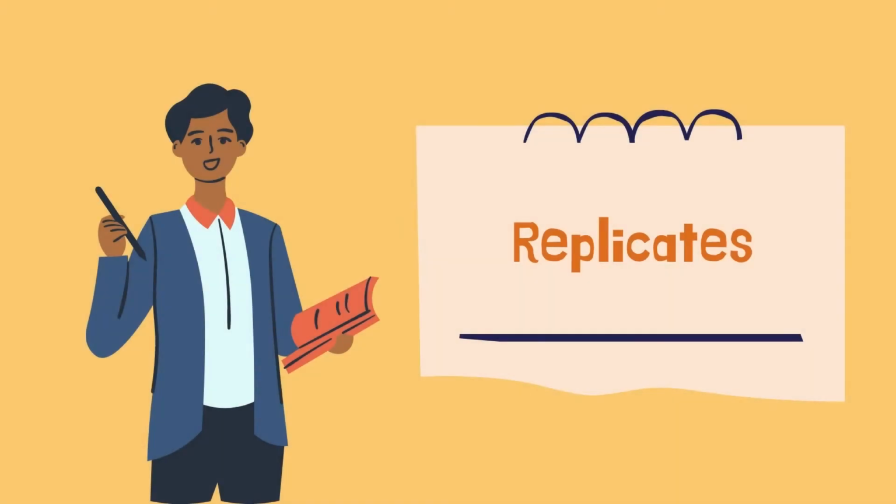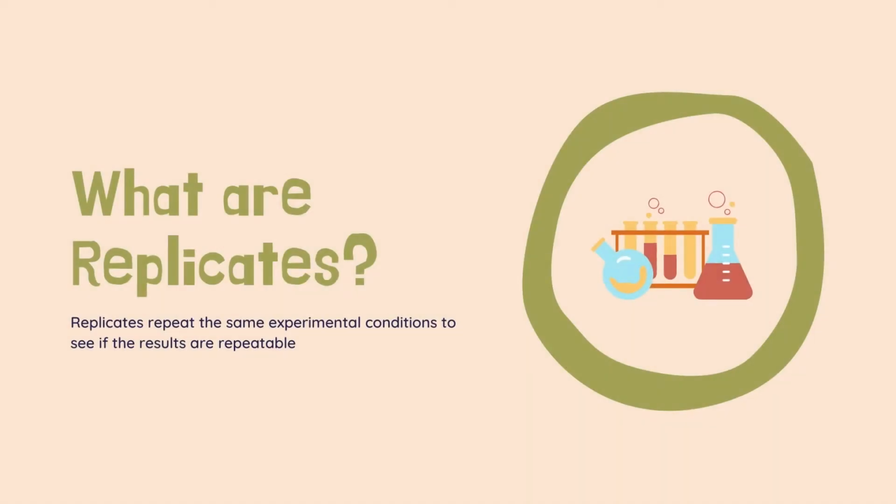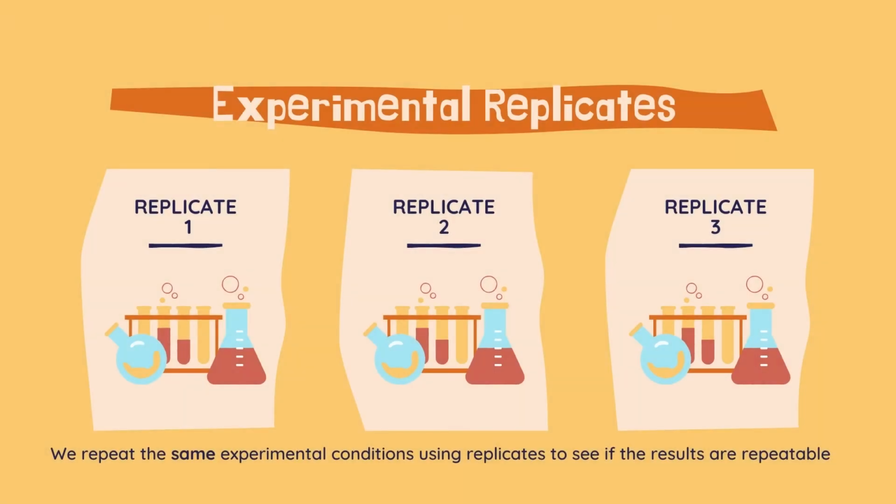Now let's talk about replicates. We understand that the response of dependent variables to changes in independent variables is not always consistent. To account for that variability and for potential error, we set up experimental replicates. Replicates repeat the same experimental conditions to see if the results are repeatable. This allows you to make conclusions with more confidence and to identify potential sources of error.